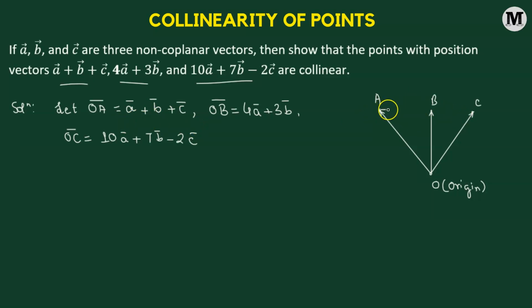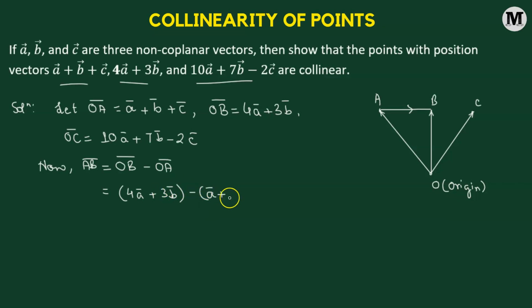What we will do, we will take the vector AB first. Now when we want to define the vector AB, we're going to take the help of the position vector. All we have to do is take the position vector of the endpoint, which is the vector OB, and from here subtract the position vector of the initial point, which is OA in our case. Now that means we will take OB vector, that's 4A vector plus 3B vector, and from here we're going to subtract OA, which is A vector plus B vector plus C vector.